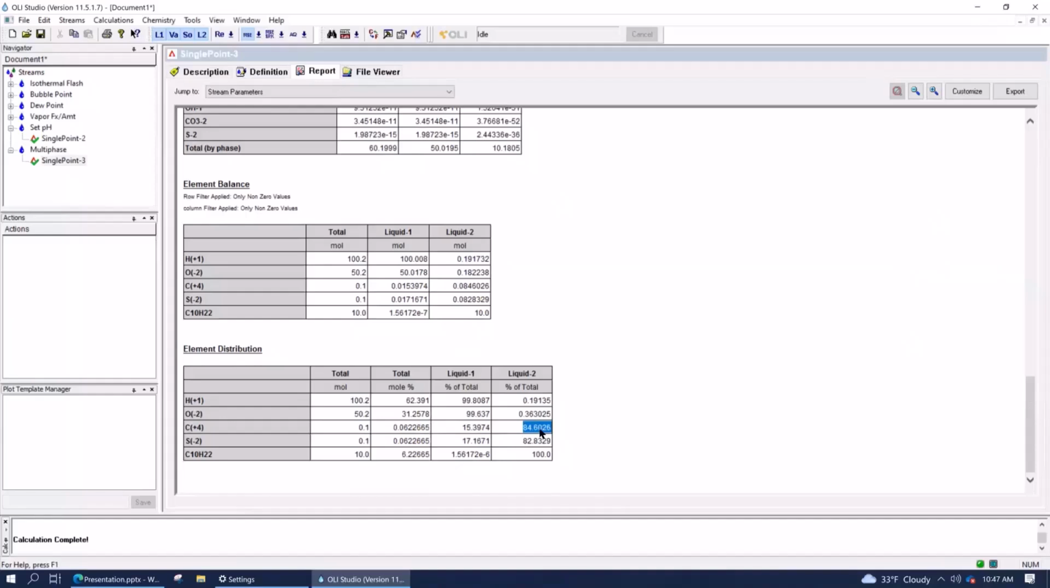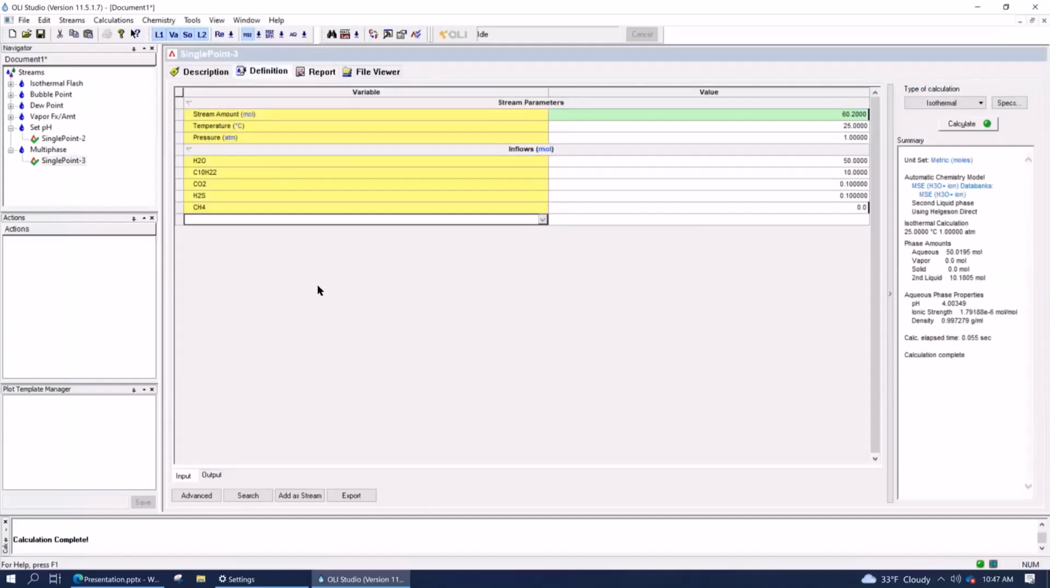Do you know, will this work, or do we want to make any other changes before we add the MEA? No, this is perfect. Thank you, sir. Cool. All right. Now let's go to the definition tab. Add MEA, methanolamine.